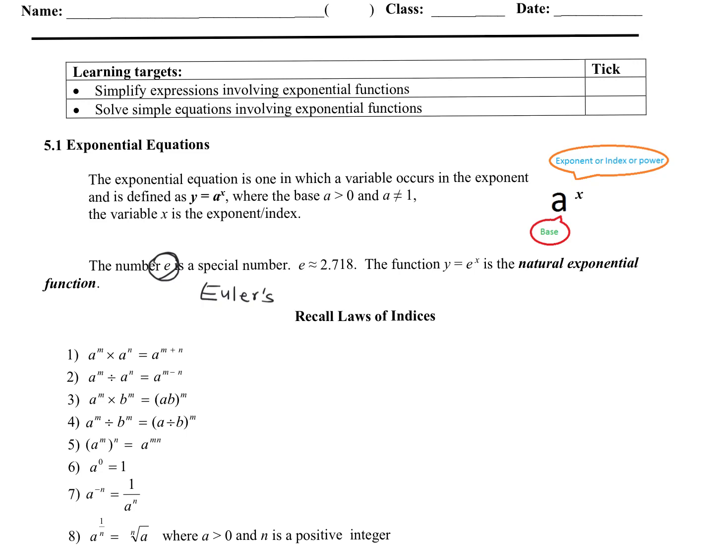So pi is like your 3.1415. It's a string of numbers, right? Euler is the same thing. So if you want to know what that string of numbers is, go to your calculator and find the letter E.